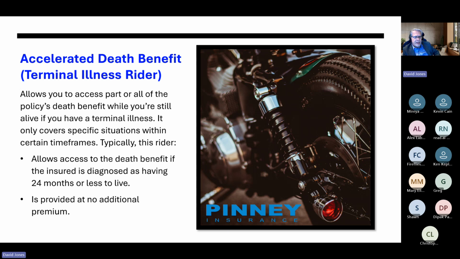If somebody gets that diagnosis, they don't have to wait. They're going to be having all kinds of medical bills and things that need to be addressed immediately, and they can have access to their death benefit to take care of that.